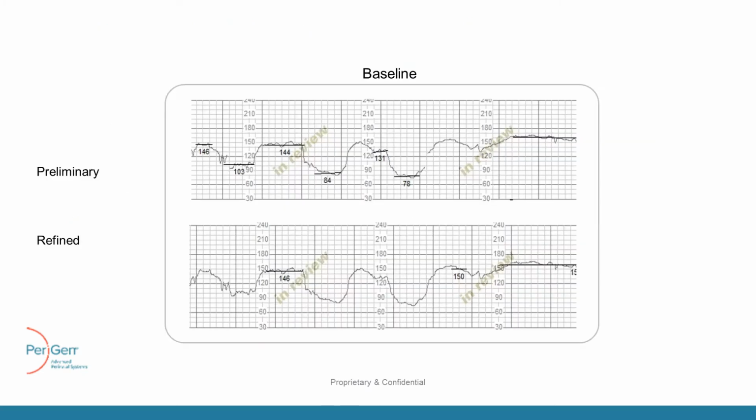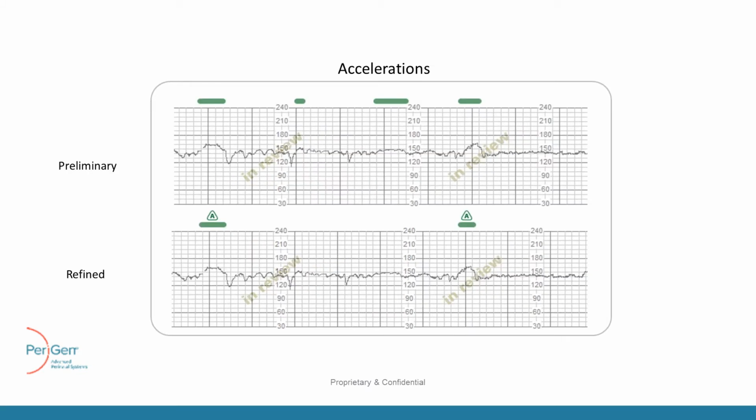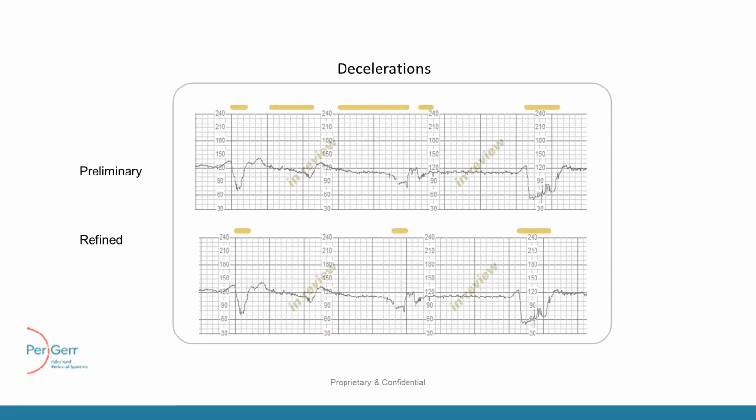Let me show you how it works. It is a recursive method. We first look for potential baselines. You can see them marked here in the upper panel, and then eliminate using the neural network the most unlikely ones, retaining only the more likely ones. We do a similar process for accelerations, finding all possible accelerations, refining that to include only the more likely ones, and the same thing for decelerations.